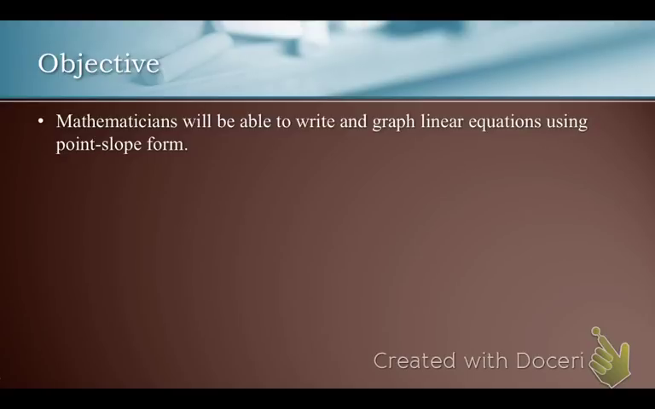Today, our objective, this is lesson 5-4 for those of you who like to write that down. Our objective for today is that you all, the mathematicians, will be able to write and graph a linear equation using point-slope form. In the past we have looked at slope-intercept form, so this is a new format that we do not typically teach in pre-algebra, so it may be completely new to some of you.